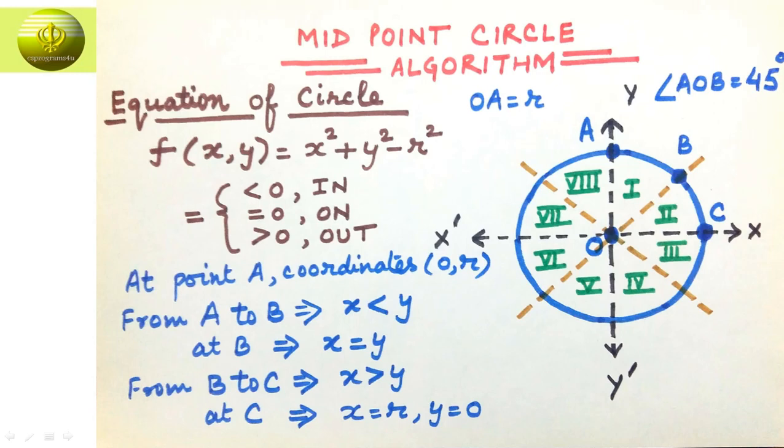Every angle, that is angle A or B, is equal to 45 degrees, and the circle is divided into 8 equal octants. Let the center be O, and from point O to A is the radius, with value R. At point A, the coordinates are 0 and R, because the value of x is equal to 0 and the value of y is equal to R. And from A to B, the value of x is less than y. At point B, the value of x is equal to y.